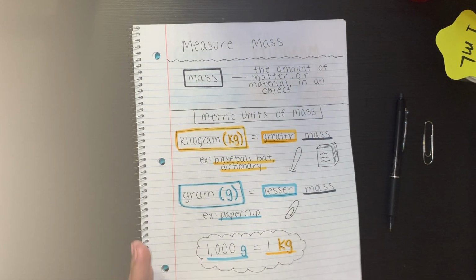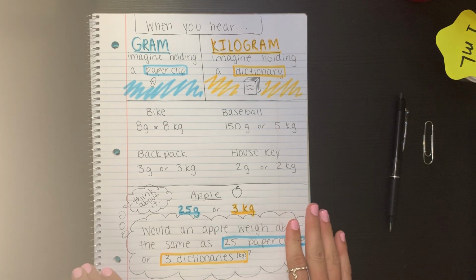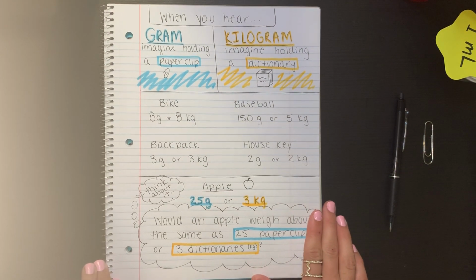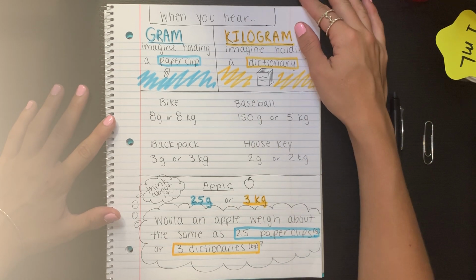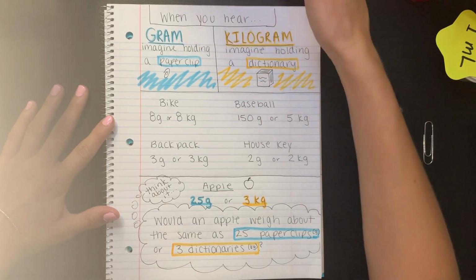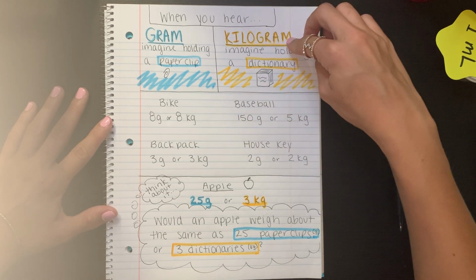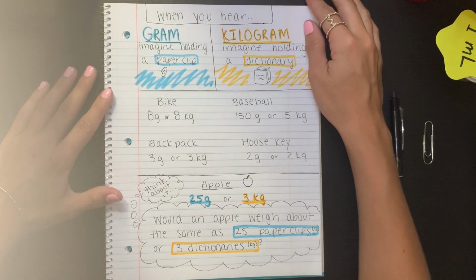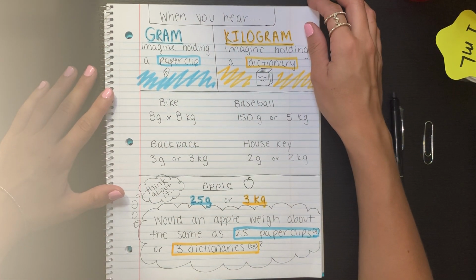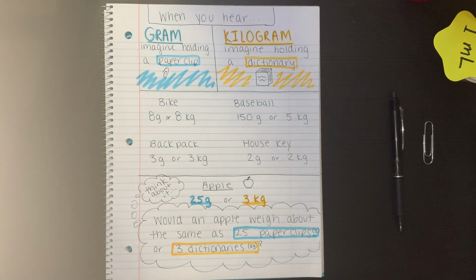Mass can be a little tricky, so I wanted to go into it a little deeper and give you this example. Make sure it's centered up here. You don't have to take notes on this, but when you hear gram, imagine holding a paper clip. When you hear kilogram, imagine holding a dictionary. I used the same colors and separated them here just as on the previous page. I just wanted to help put this into perspective for you.